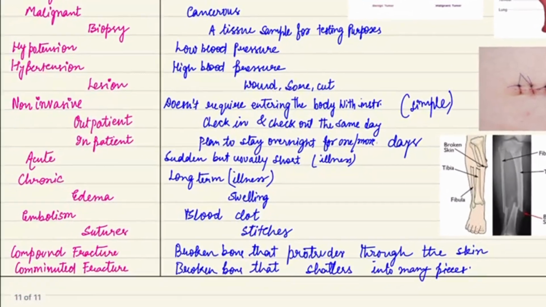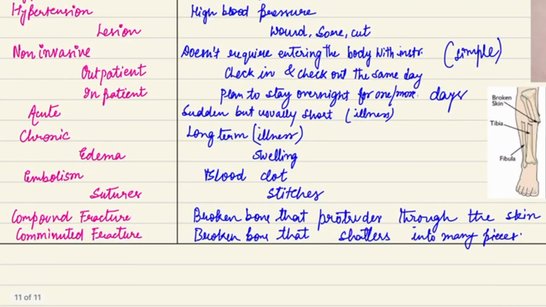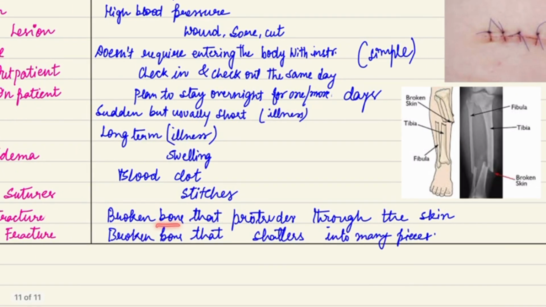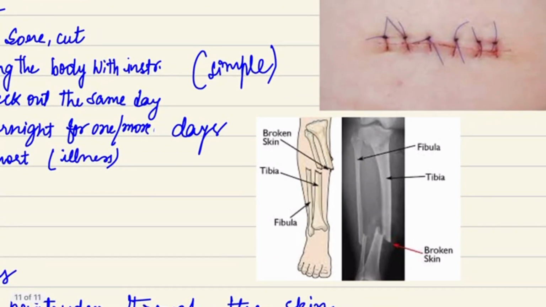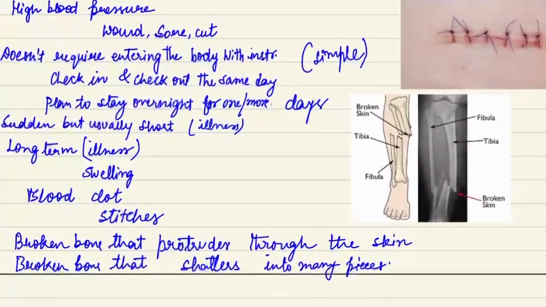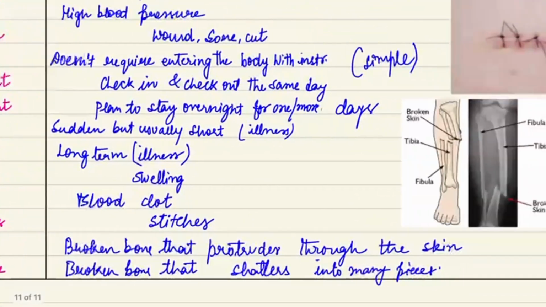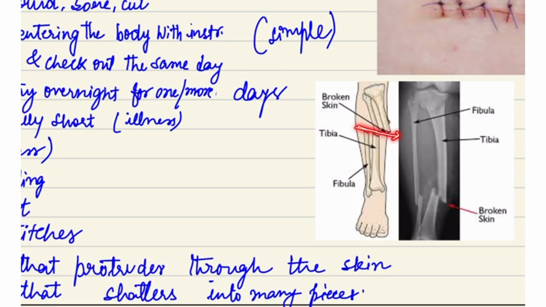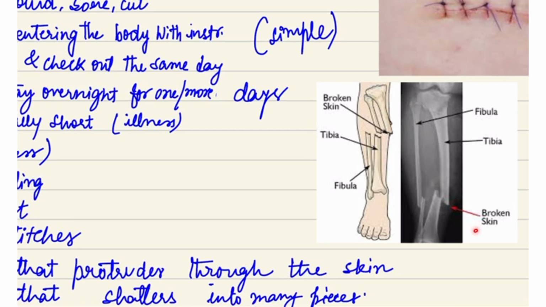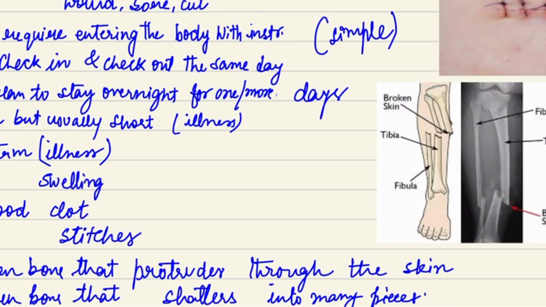Okay, perfect. Now we will learn about two types of fractures, which are basic medical terms, and these types of fractures are very common. One of them is compound and the other one is comminuted. Compound fractures are those in which the broken bone protrudes through the skin. Here is a diagram of a compound fracture. You can see the bone is broken and it protrudes out of the skin. In the x-ray as well you can see the skin is broken.